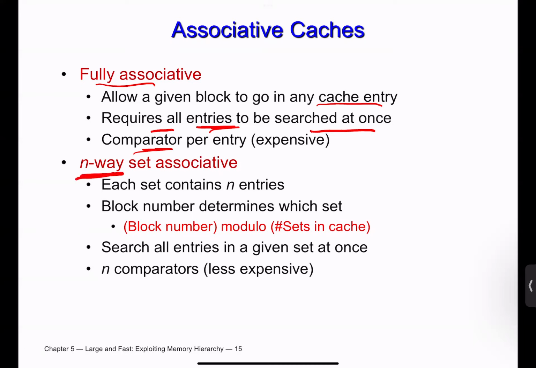With n-way set associative, each set contains n entries. It can be 2, it can be 4, it can be whatever the number is. I'm grouping locations together into one particular set. But the question is, if I'm grouping some of these together, how will I know exactly where my location to park is, or what is the set associated with my number? We said, okay, apply this formula: the block number that is given to you, modulo the number of sets in the cache, instead of what we had earlier with the direct map, where we used the number of blocks in the cache. Here it's the number of sets in the cache. And again, we search all entries in a given set at once. Now I have n comparators instead of comparators for all of the locations, which is of course less expensive.